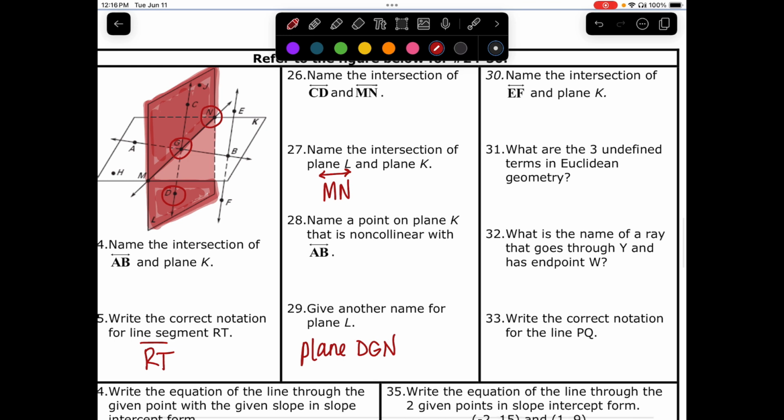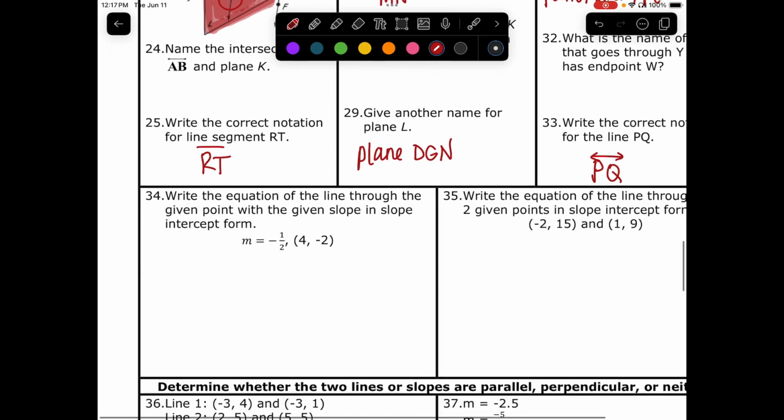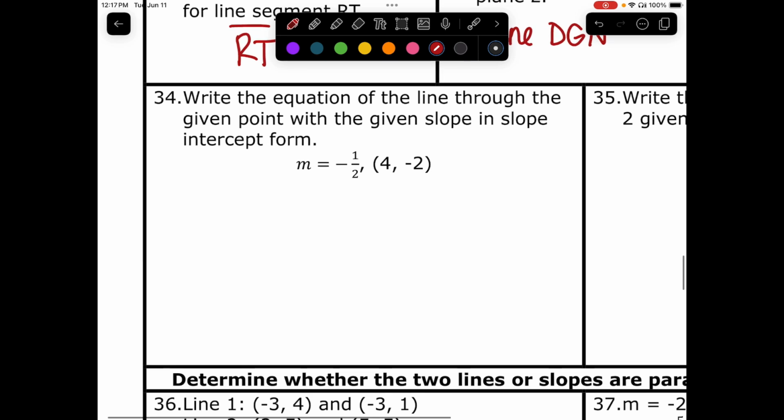Number 31, what are the 3 undefined terms in Euclidean geometry? That would be point, line, and plane. Try number 32. Number 33, what's the correct notation for line PQ? There you go. Go ahead and try number 34.